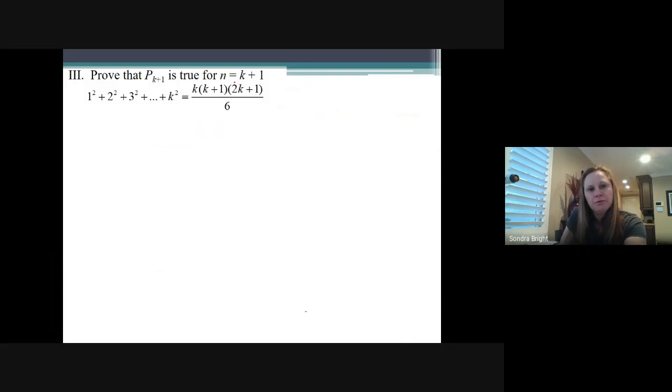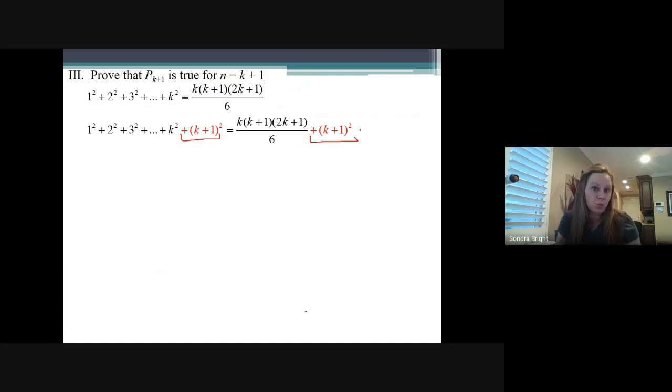Okay. I want to prove it's true for k plus 1. Whenever it's an adding the next term type of thing, then that's when you add the same number to both sides. The divisibility one is when you multiply both sides by that number to get the k plus 1. But here you're going to just add the very next term. And the very next term on the left-hand side would be a k plus 1 quantity squared. So you add a k plus 1 squared to the left-hand side, and then you're adding the exact same value to the right-hand side.